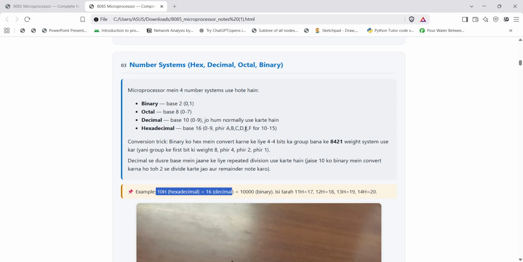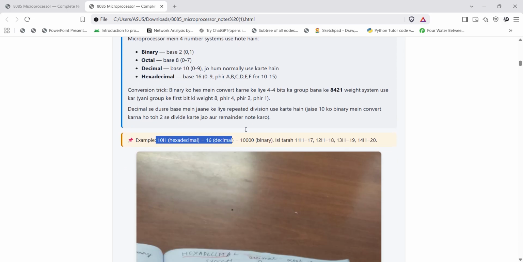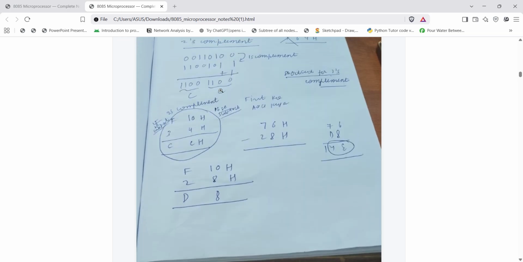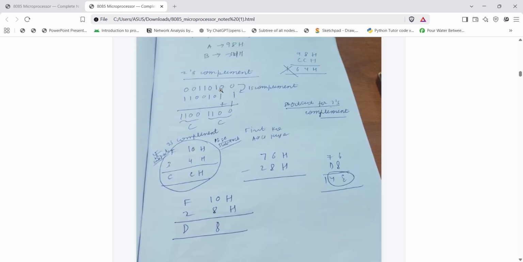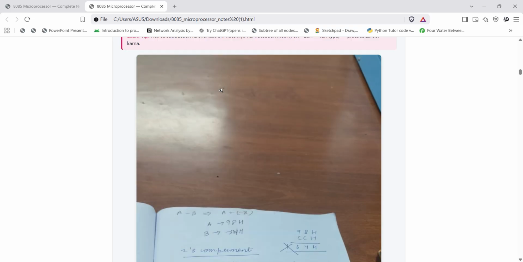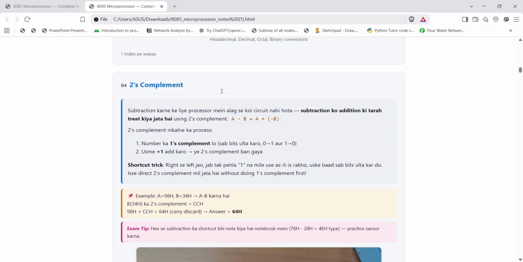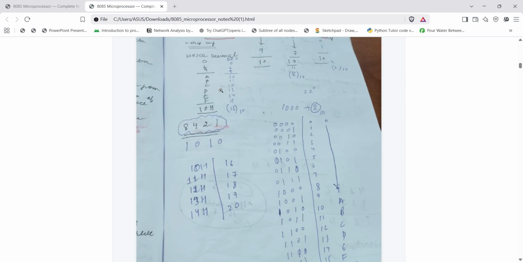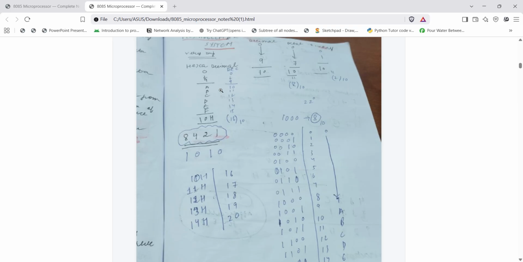Okay, so if we consider FFH plus 95H, let us take some simpler example. So H plus H is itself what? You tell me. Simple, if we consider A, B, C, D, E, F. So H plus H is itself H. So H is representing that you are going in the hexadecimal system.